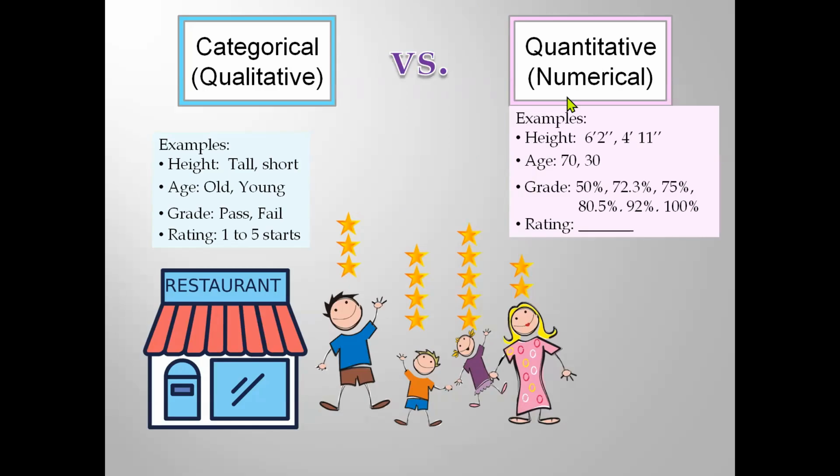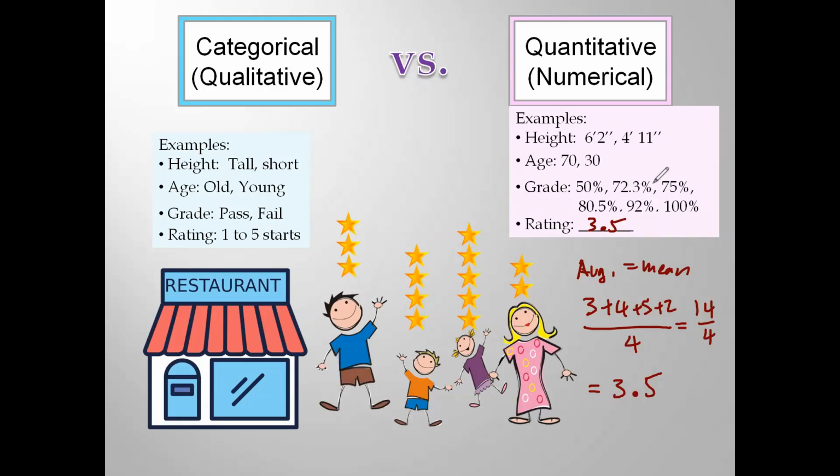If we wanted to calculate the average or arithmetic mean, we will add up all four values, 3 plus 4 plus 5 plus 2, and divide it by the number of values, which will be 4. This will give us 14 over 4, and we will convert this into decimal form of 3.5. So our measured average rating here would be 3.5. And that's how we can think about it as quantitative values.